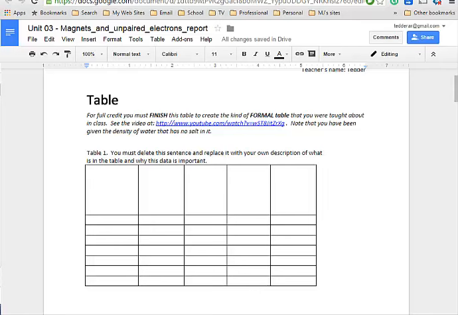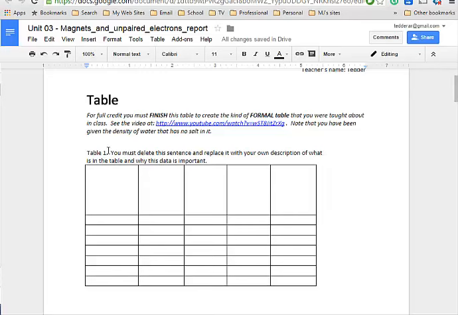And in this table, you're going to need to be able to put in the data that you have either measured in the lab or calculated as a result of the lab. Now, if you notice what I've done here for you, I've kind of helped you out here a bit.